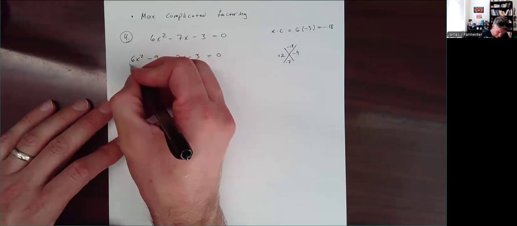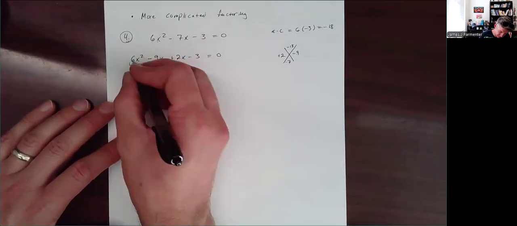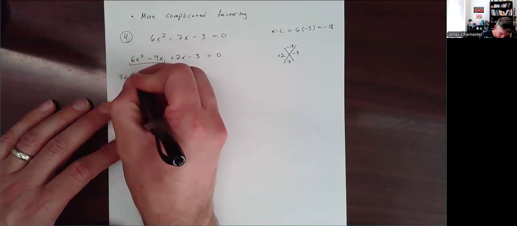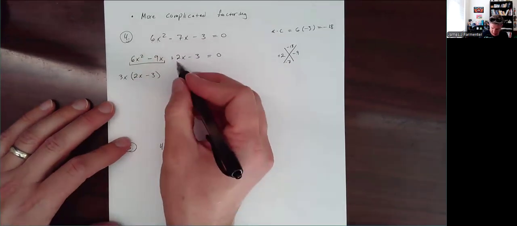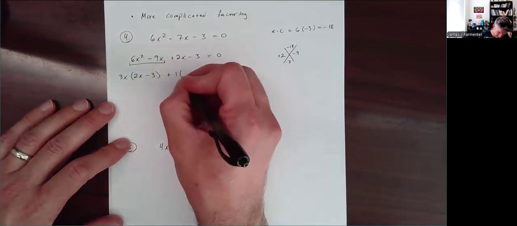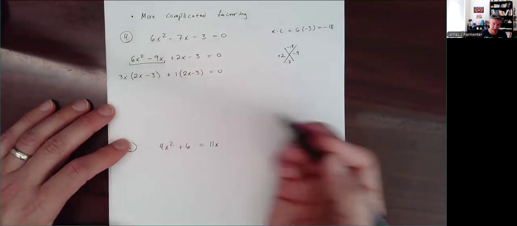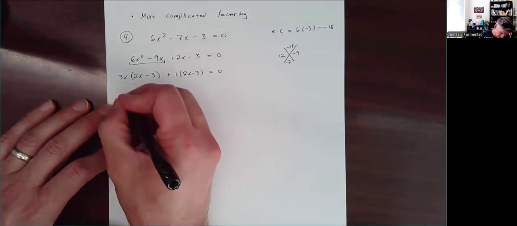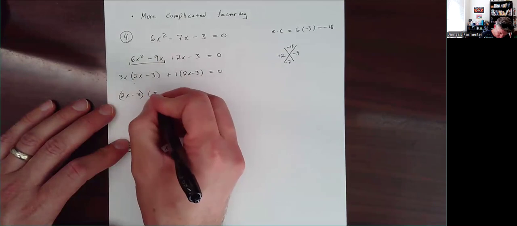From the first two terms, I'm going to factor out the greatest common factor. I have a 3x I can factor out from each term. Factor out a 3x, I'm left with a 2x minus 3. That happens to be the same thing here. So what I'm really going to do here is write it as 1 times 2x minus 3. Then from each of these terms, I factor out the common factor of 2x minus 3. I'm left with a 3x plus 1.